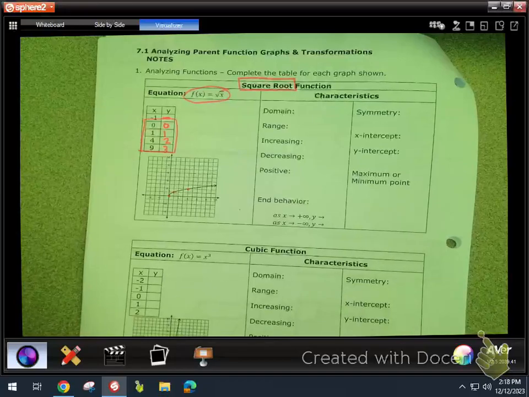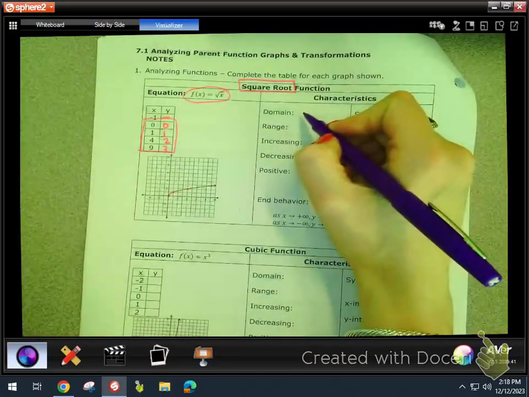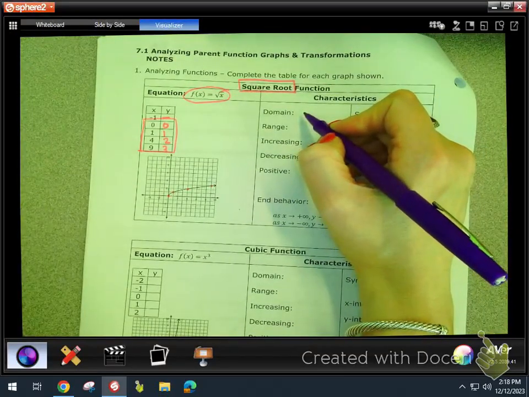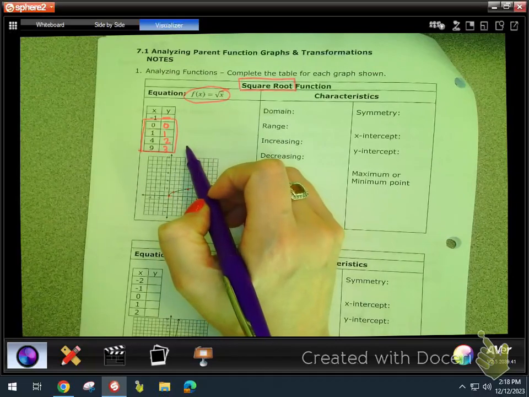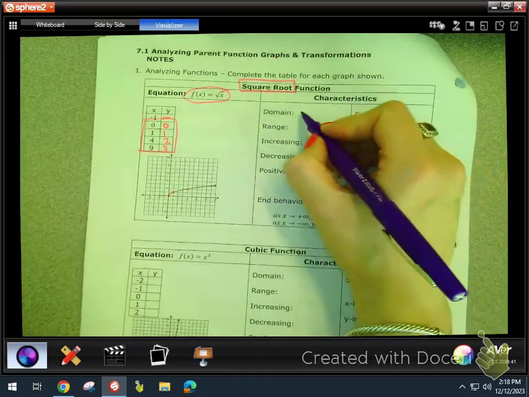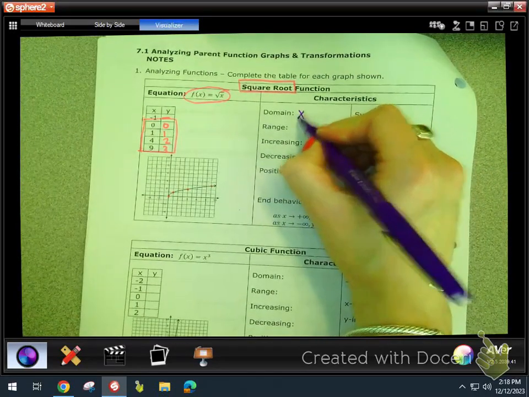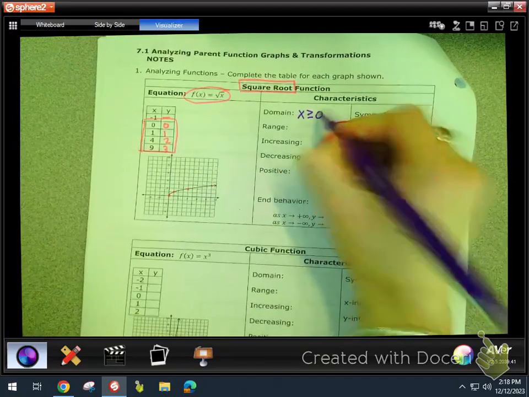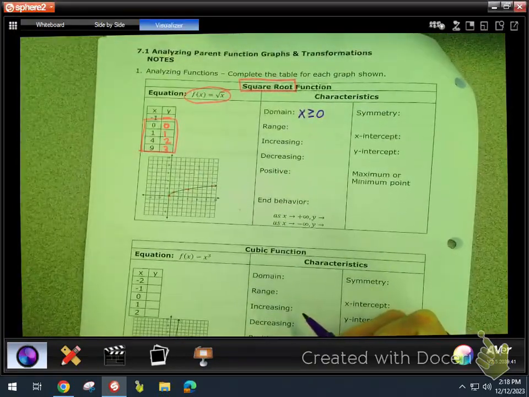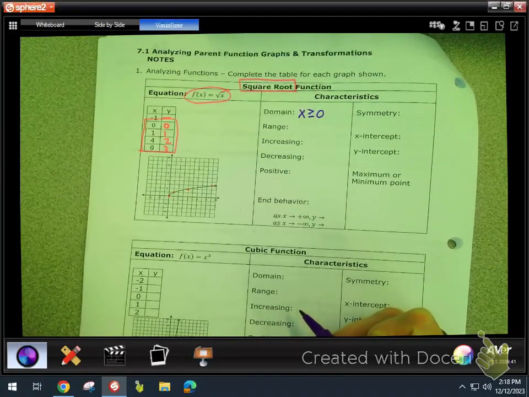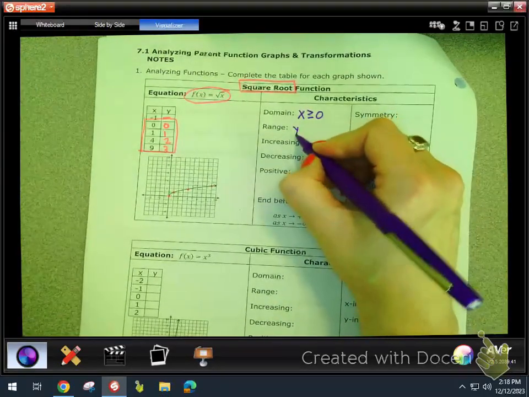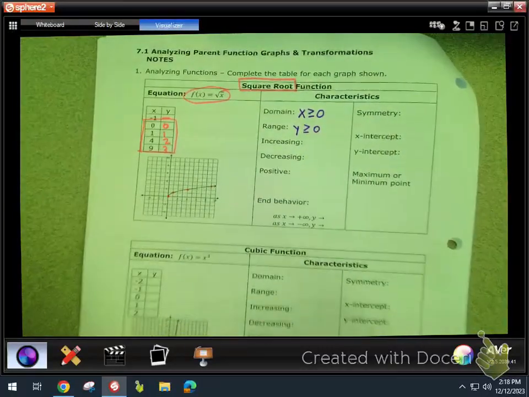inputs. So, why did you say we're not using -1? Oh, because you can't take the square root of -1 and get a real number. I see. Yes, so these do have a restricted domain. The parent function is restricted to x's greater than or equal to 0, which means we have to use positive numbers and 0. Our range is also y is greater than or equal to 0.